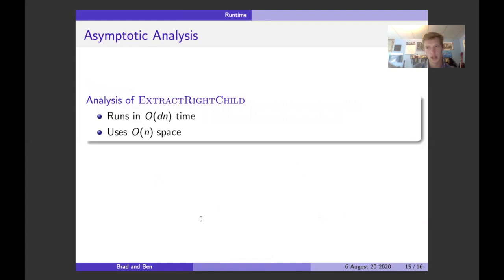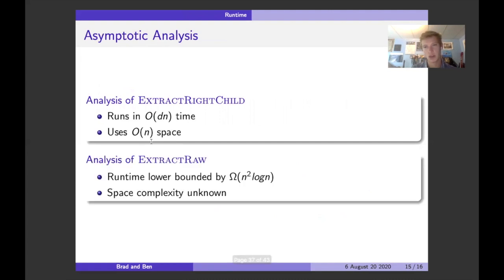For an idea of the runtime, extract right child is going to run in big O of dn time, where d is the dimension of the Hasse diagram and n is the number of total simplices. And we're going to use O of n space. The expensive step here is just that decoration step in the beginning, where we end up storing at every node the function value and then the leftmost parent and the rightmost child.